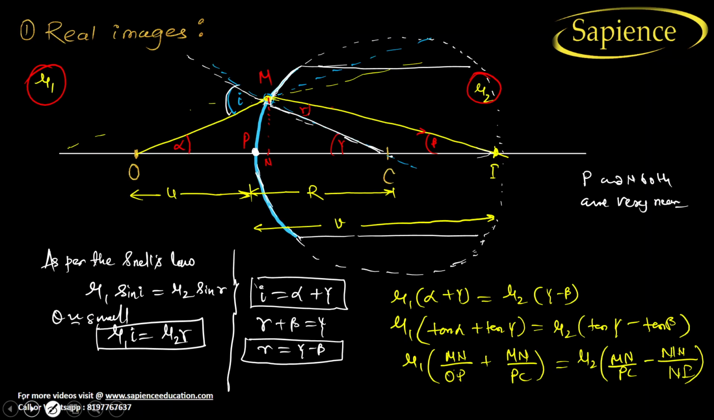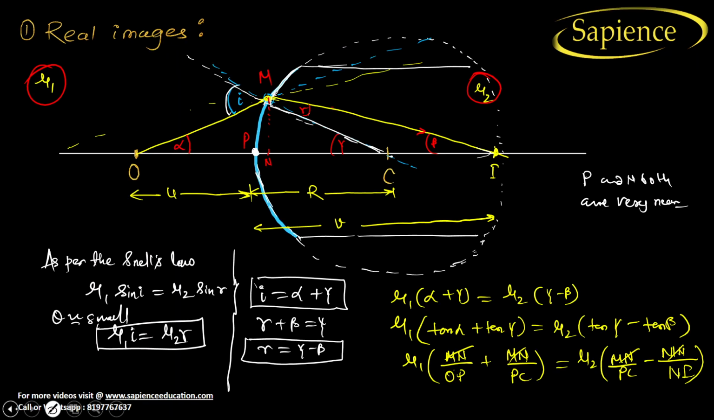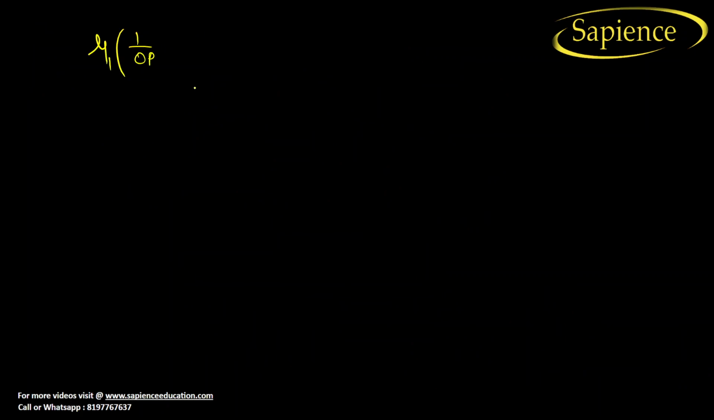Now we have mu1 into MN, and since MN is common in each term, it gets cancelled. So finally we get mu1 by OP plus mu1 by PC is equal to mu2 into 1 by PC minus 1 by PI.